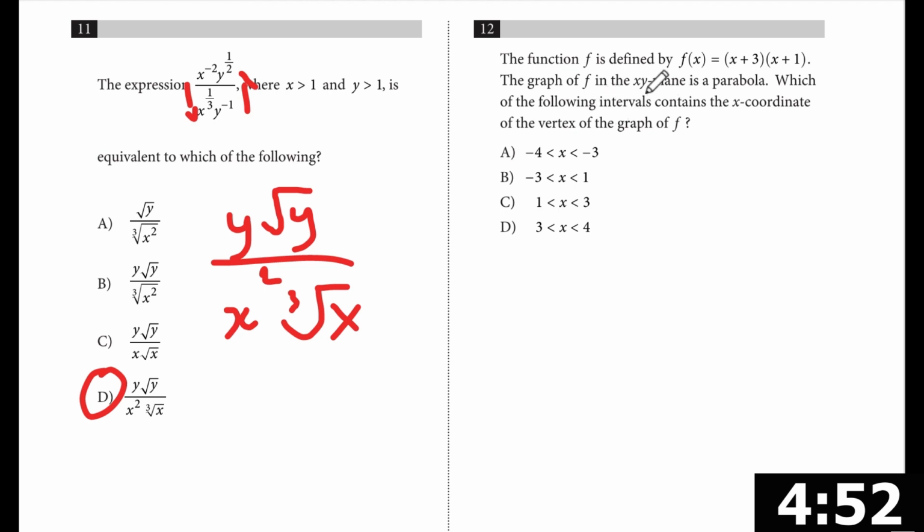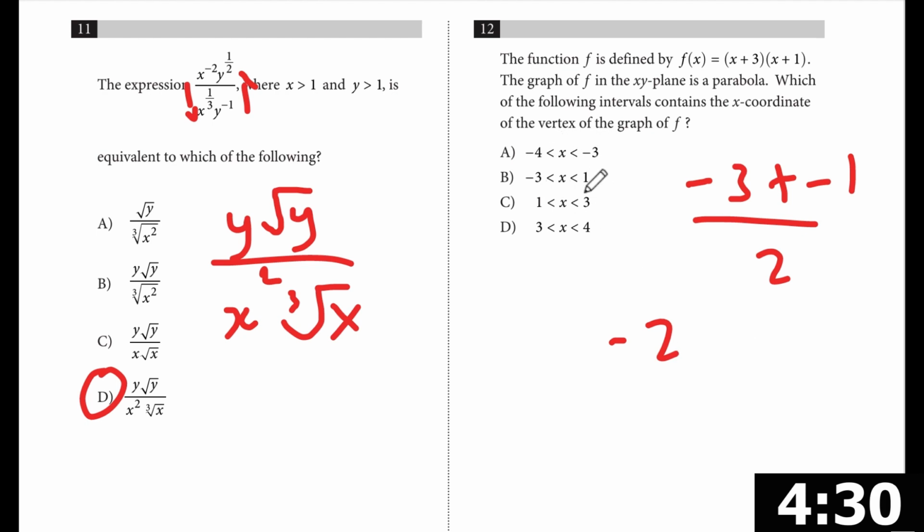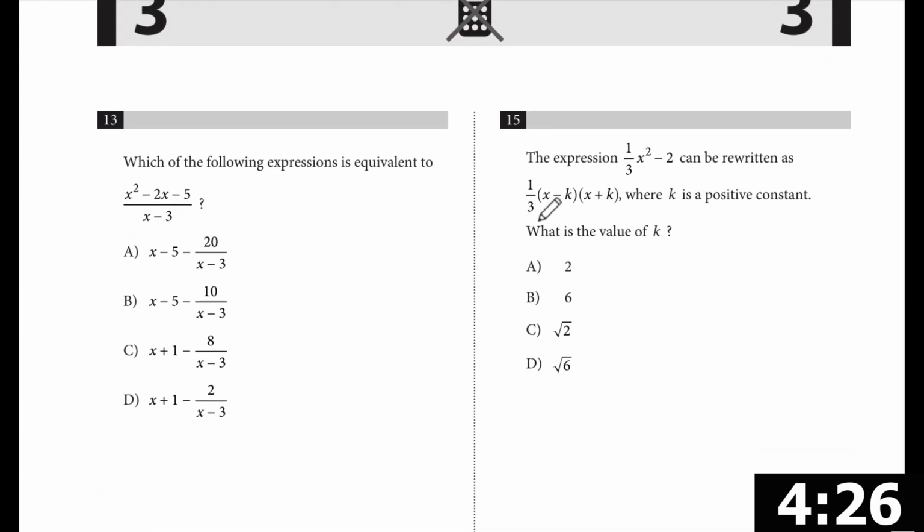12, the function f is defined by f of x equals 2 times x plus 3 times x plus 1. The graph of f in the xy plane is a parabola. Which of the following intervals contains the x-coordinate of the vertex? So the vertex would be the roots, so -3 plus -1 divided by 2. -3 plus -1 is -4. -4 divided by 2 is -2. And -2 wouldn't work here. -2 would work here, so this would be b.